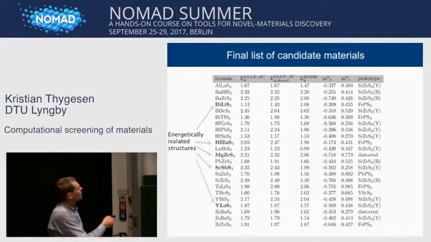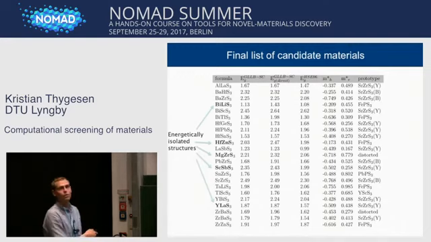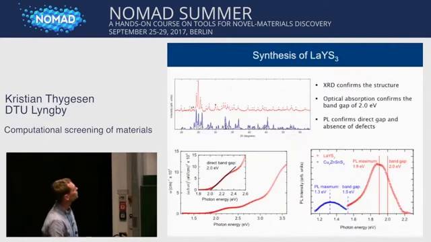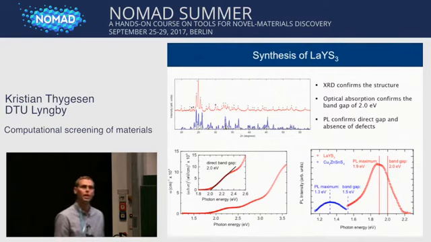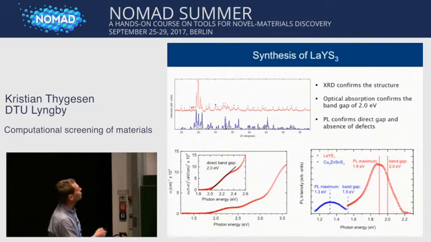Okay? So we showed this list to some of our experimental colleagues. They looked at it and they said, yttrium lanthanum sulfide, that sounds interesting. We could probably make that. And they went to the lab and they managed to synthesize that material. And using XRD, they confirmed that the structure they obtained was actually the one we had predicted. And they confirmed that the band gap from the absorption spectrum here was 2 electron volts.